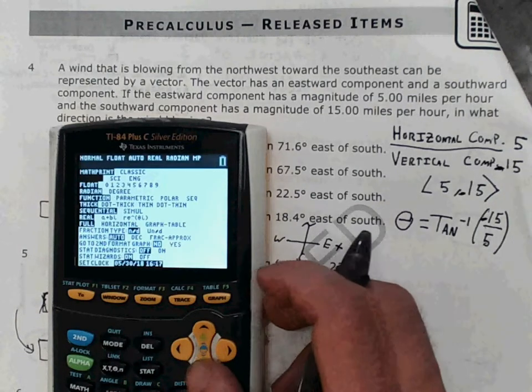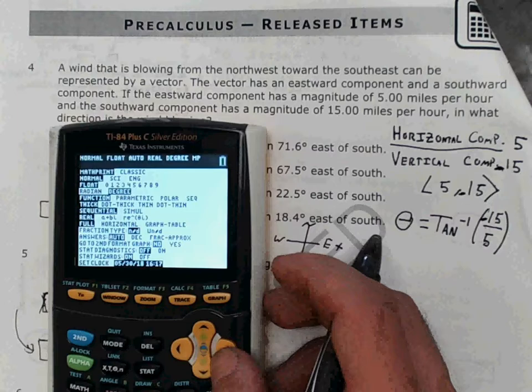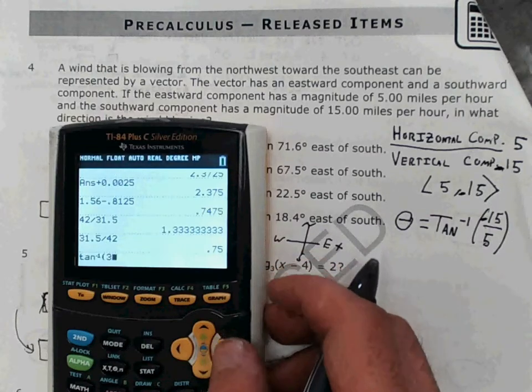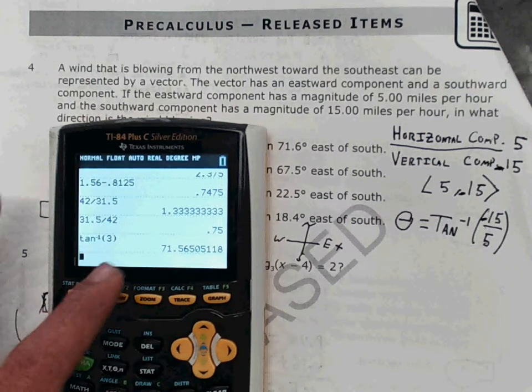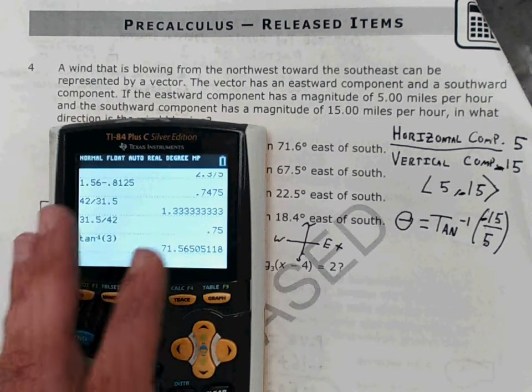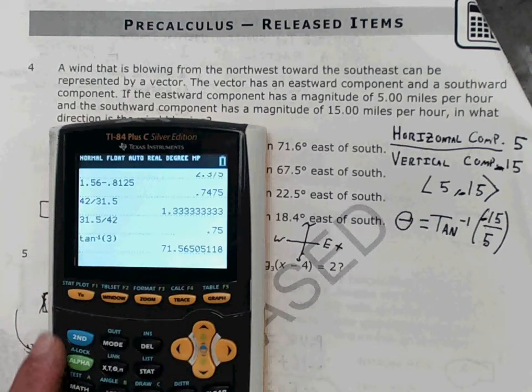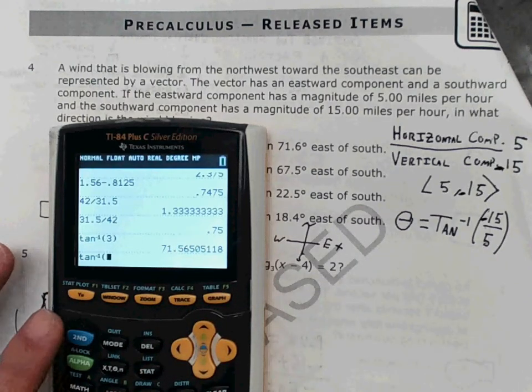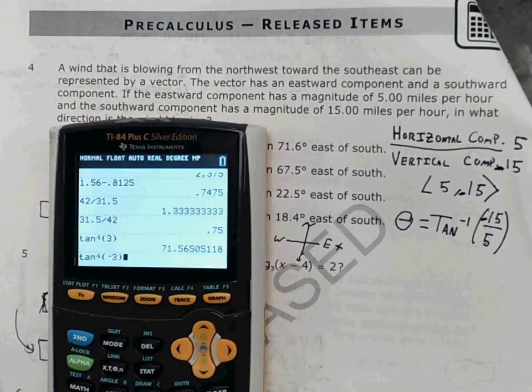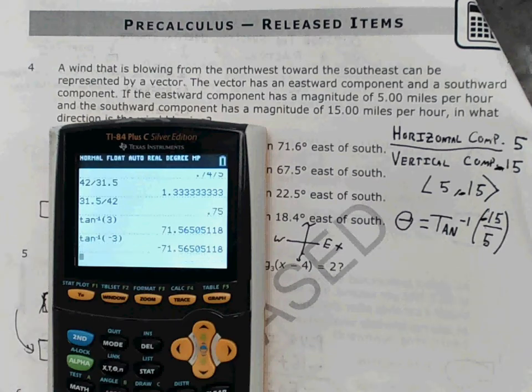Excuse me. And we want to switch to degree mode. Mission critical that we are in degree mode because our answers are in degrees. So the answer is 71 point... Oh, I'm sorry. Negative 15 over 5 is going to simplify to negative 3. So make sure you put that into the calculator, right? The inverse tangent of negative 3 is negative 71.56.